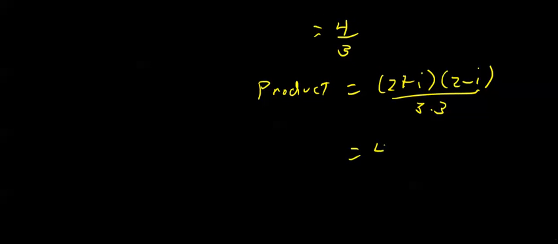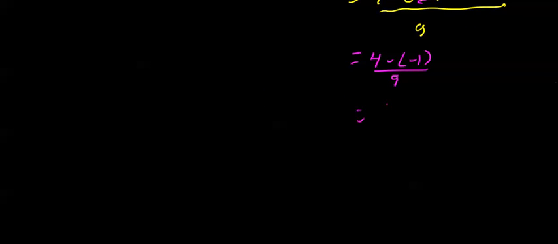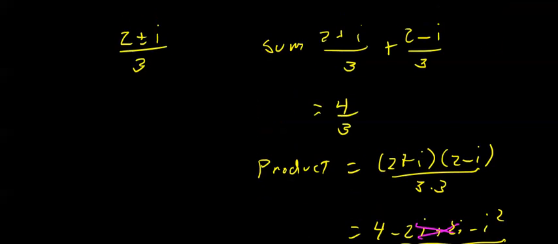And we get 4, 2 times 2 is 4, minus 2i, plus 2i, minus i squared, and 3 times 3 is 9. This 2i and negative 2i is always going to cancel. This is always going to be plus, because it's going to be minus a negative. So we have 4 plus, well, I'll write it this way, minus negative 1 over 9, or 5/9. Now, remember, this is the product, and our sum was 4/3.